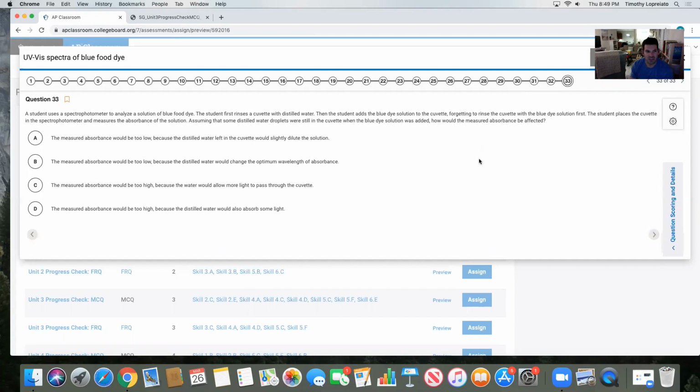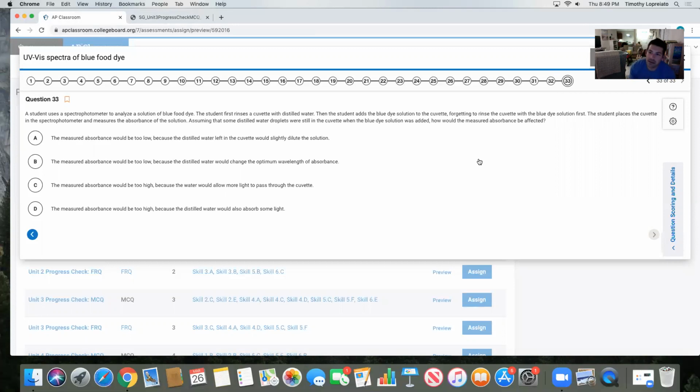Last question, 33. A student uses a spectrophotometer to analyze a solution of blue food dye. The student first rinses a cuvette with distilled water, then the student adds the blue dye solution to the cuvette, forgetting to rinse the cuvette with the blue dye solution first. The student places the cuvette in the spectrophotometer and measures the absorbance of the solution, assuming that some distilled water droplets were still in the cuvette when the blue dye solution was added. How would the measured absorbance be affected?